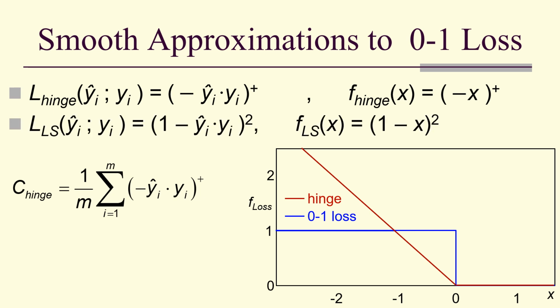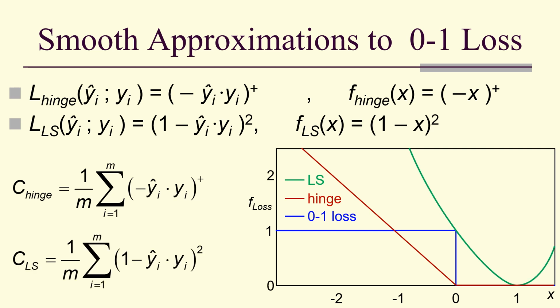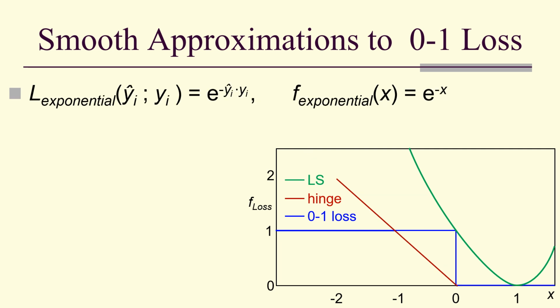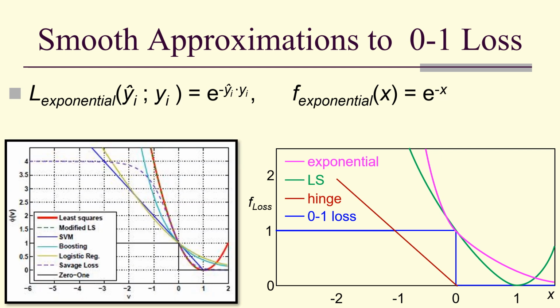The least squares loss function, similarly, is (1 minus the product) squared, and notice that the corresponding f_ls of x is (1 minus x) squared. And there is our ls loss function. Here is the ls cost. Exponential is e to the negative of that product. The f function, therefore, is e to the negative x, and we'd have something like that. And in general, there are lots of different ways of defining loss functions, as you see here.